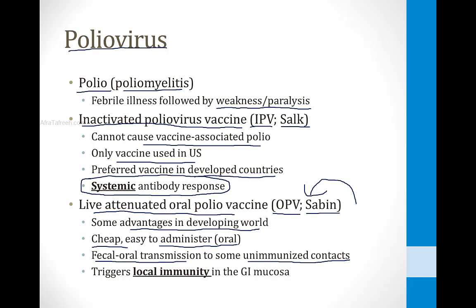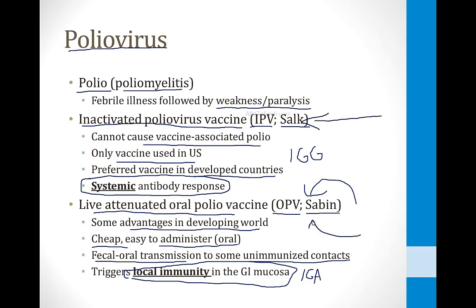A key distinction between the attenuated oral polio vaccine and the injected vaccine is that the oral vaccine triggers local immunity in the GI mucosa. It is going to be largely an IgA antibody response as opposed to the IgG antibody response that you are going to see with the injected vaccine. And then, as I mentioned before, a major downside to the attenuated oral vaccine is that it can potentially cause vaccine-associated polio, and you can't give it to people with immunosuppression. And that's why in developed countries, the injected one is the major vaccine that is used, but the oral one is still sometimes used in developing countries with limited resources.